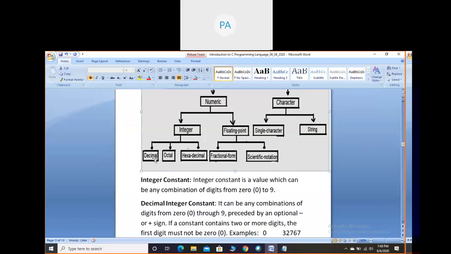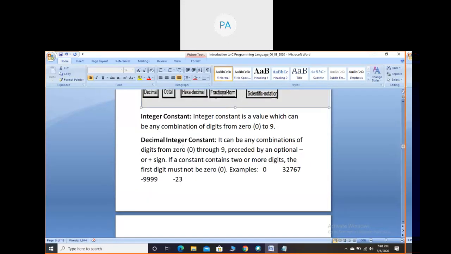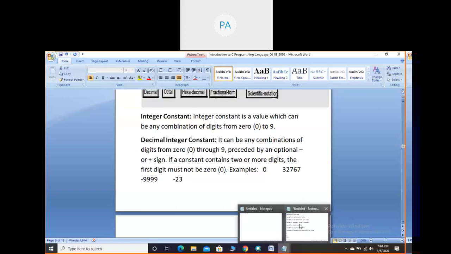In integer constant we have three types: decimal, octal and hexadecimal. We will see them one by one. A decimal integer constant can be any combination of digits from 0 through 9, meaning starting digit 0, last digit 9, and you can consider any digits in that, preceded by an optional minus or plus sign. Preceded means before writing the digit.